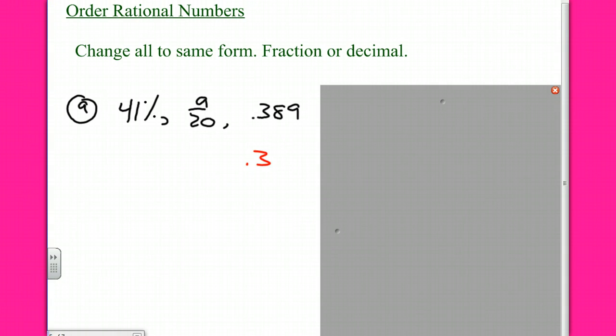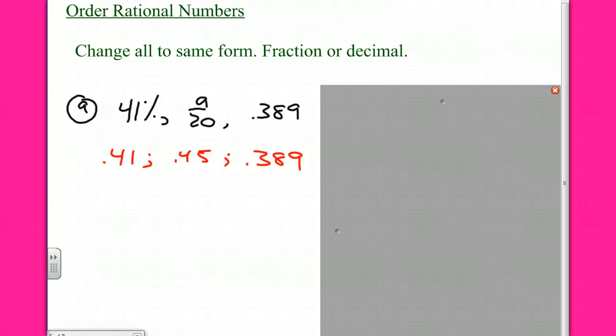We already have 0.389. Can somebody put 41% in a decimal? What is that, Stuart? So that's really easy, right? And so we would only need to change 9/20 to a decimal. And does anyone have that? What is that? You know? Yeah. 0.45. Does anyone agree? 0.45? Okay. So when we have them all in the same form, now we just compare these decimals left to right.